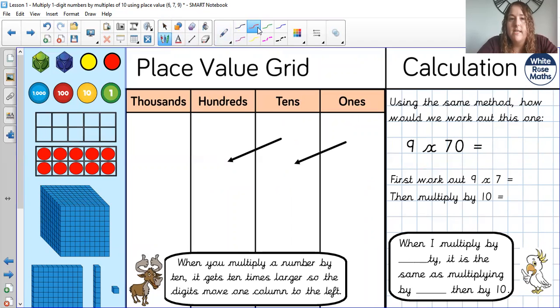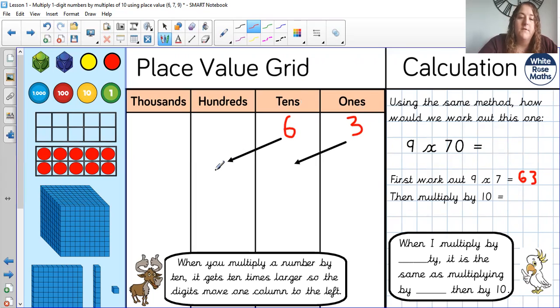Again, you can use the grid, you can use your multiplication knowledge for when we've done the 9 and the 7 times table. You can use the finger trick if you want to and put down the 7th finger. And we know the answer is 63. So I now need to multiply it by 10. So I'm going to pop my 63 in the correct columns first of all. And then I need to multiply by 10.